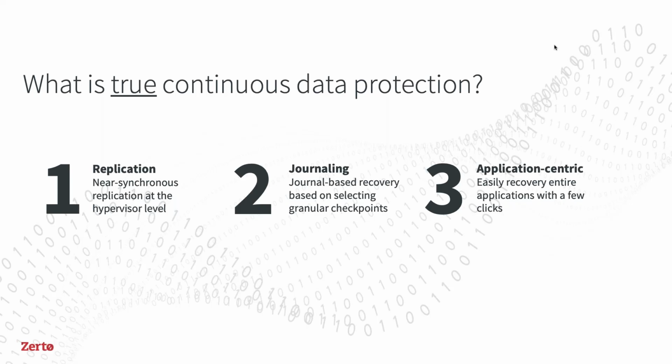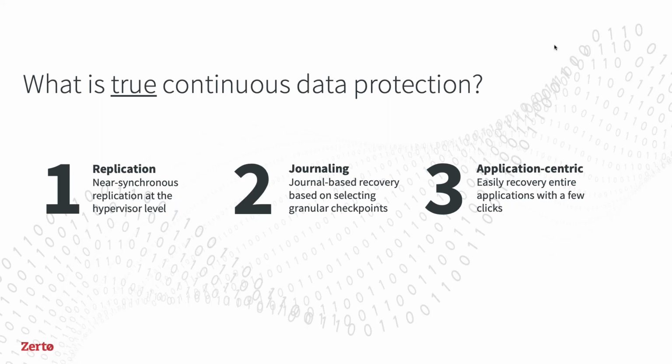Then you have something that's equally as important, and that's journaling technology: having an actual log, an actual recovery mechanism to be able to roll back in time with. And ultimately, that you have an application-centric approach, not file-centric, not VM-centric, but application-centric, where you treat your applications as a whole and allow for the easy recovery of your entire application stack. These are the three most critical elements of continuous data protection.